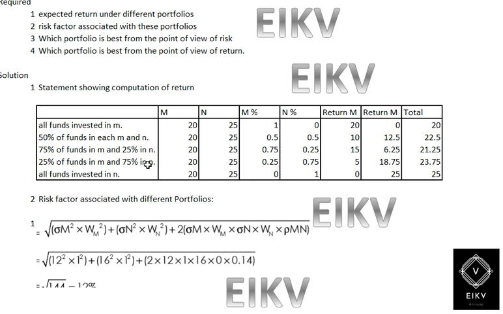The same way the next proportion would be 25-75. So the weights would change to 25 and 75, and the return would be 5 and 18.75. When we add that, it would be 23.75. Next one, all the funds are invested in N, then the return would be 25. Total return also will be 25. So among these, the return would be much higher if we invest the entire fund in N. That is the fifth one.